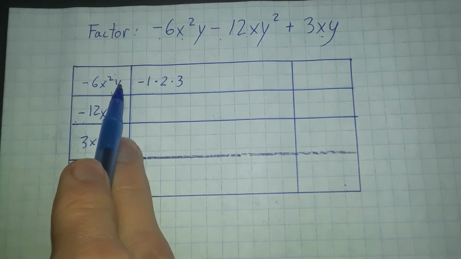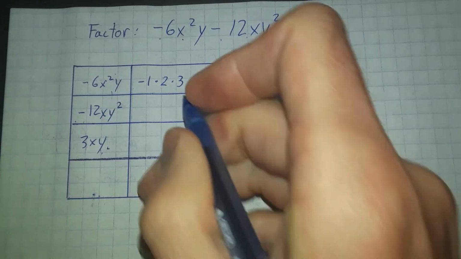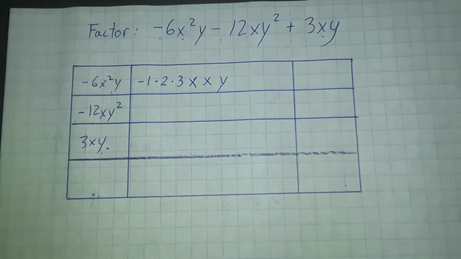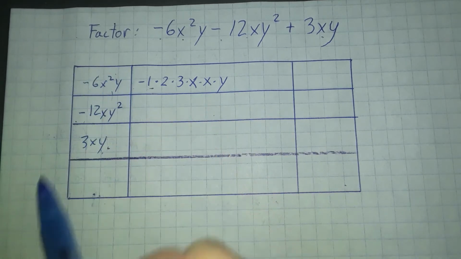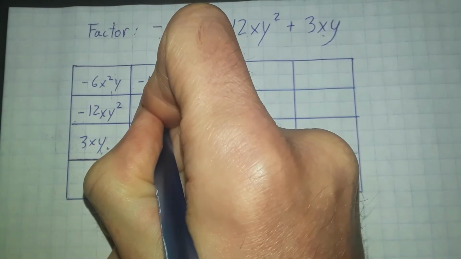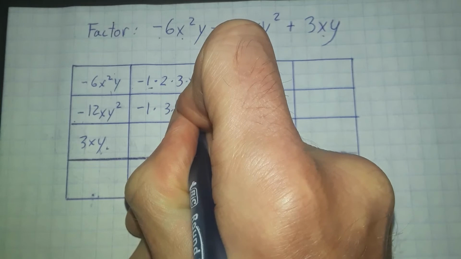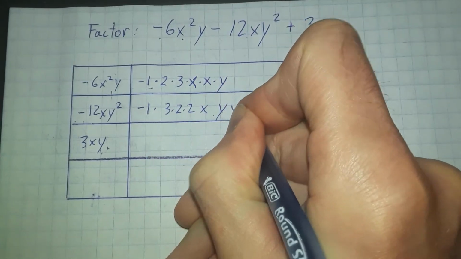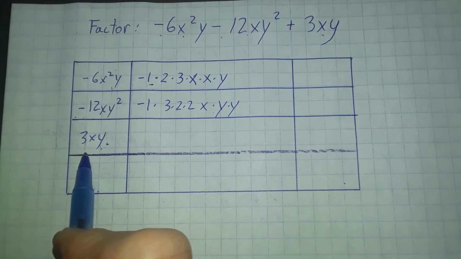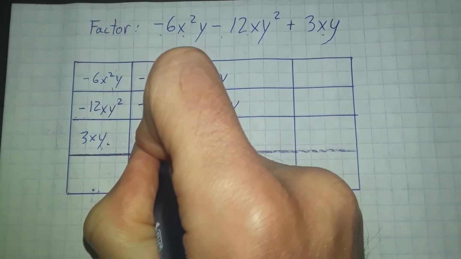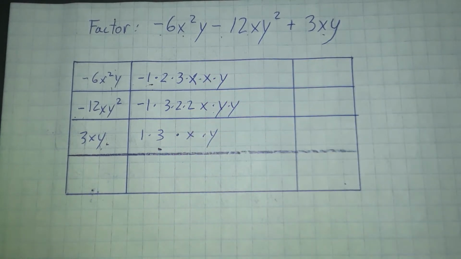If it doesn't have an exponent, like this one doesn't have an explicit exponent, you just write it one time. So we need 2 x's here and a y. The idea is that if you multiply each of these terms together, it gives you this monomial. For the next one, it's negative, so I put a negative 1. Then I want the prime factorization of 12, so that is 3 times 2 times 2. I have a single x, and I have an exponent of 2 on my y, so I write 2 y's. The last one, I have a prime, so the only factors of a prime are 1 and itself, and then I have an x, and I have a y.